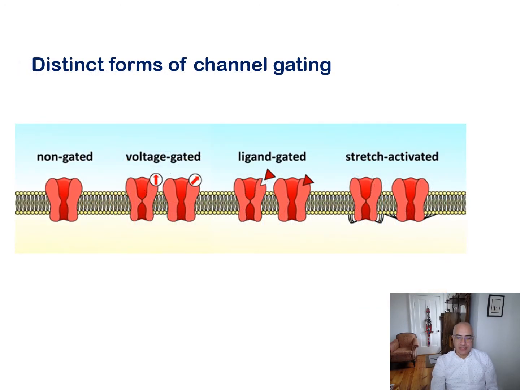So they're distinct forms of channel gating. Once again, I told you about voltage-gated channels. I told you about ligand-gated channels. I told you about stretch-activated channels. But I also want to come back and mention a category of channels that are none of the above, and they're non-gated, so they're pretty much always open. They don't care about what else is happening. Typically, we refer to these channels as leak or passive channels. These types of channels are quite important in producing the resting membrane potential, which we will discuss in another lecture.